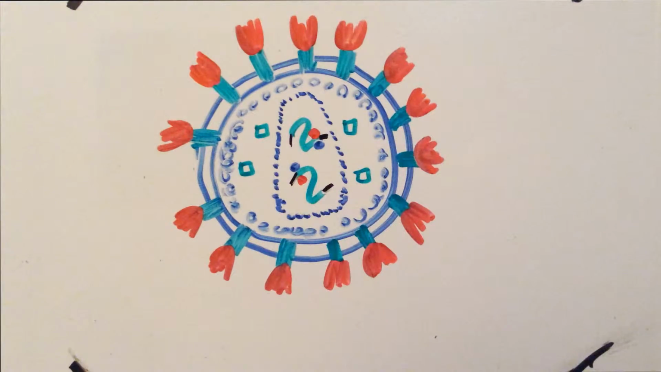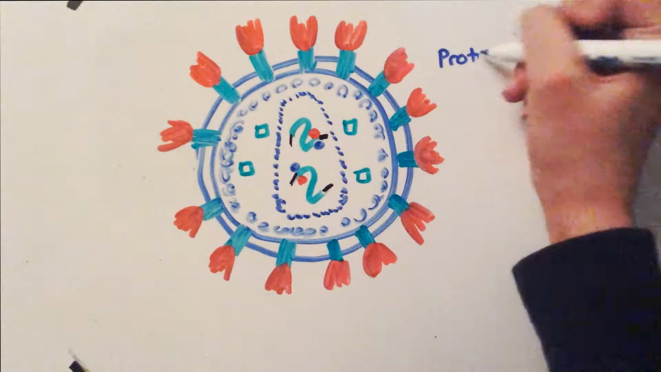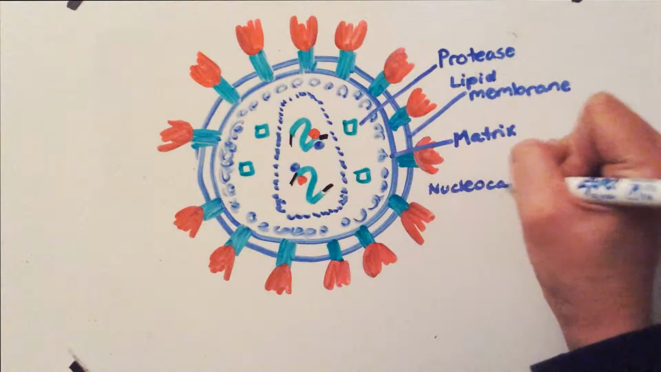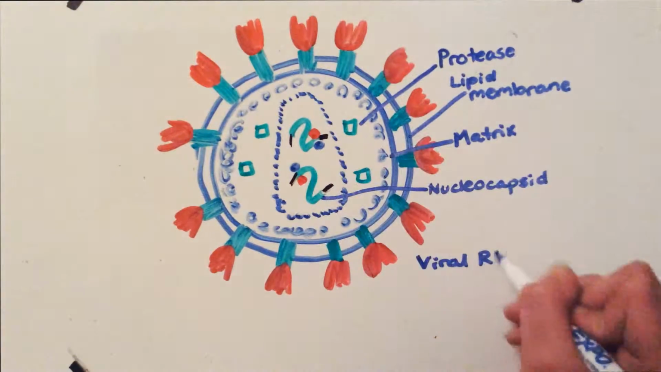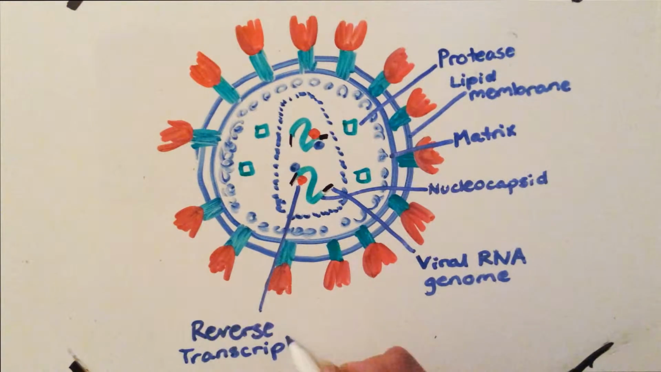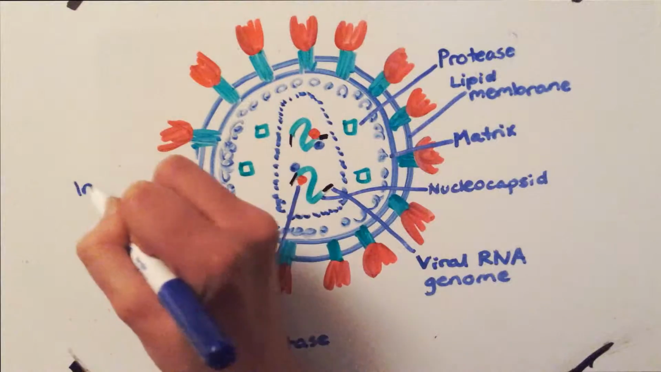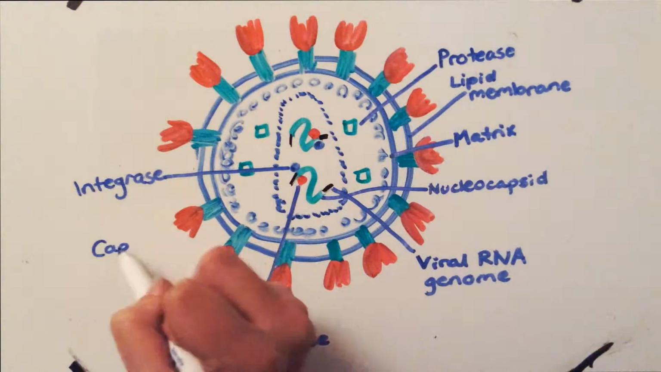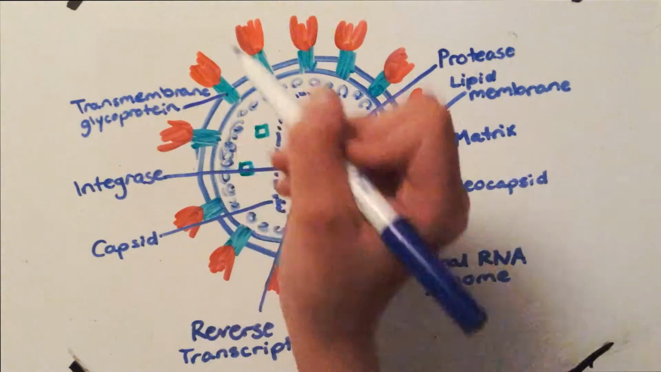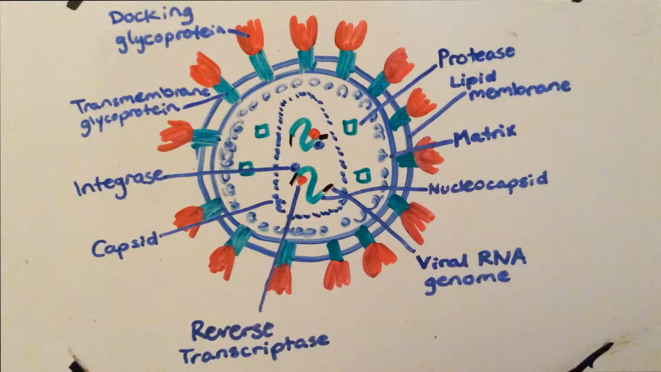Its innermost region consists of a cone-shaped core that includes 2 copies of the positive sense ssRNA genome, the enzymes reverse transcriptase, integrase and protease, some minor proteins, and the major core protein. The enveloped glycoproteins, which are the only proteins on the surface of the virus, are the major targets for the HIV vaccine efforts.